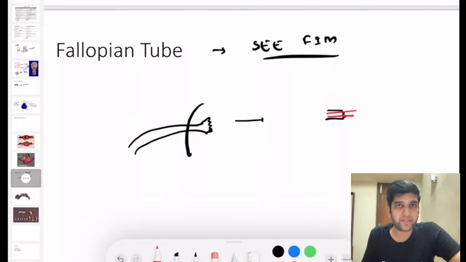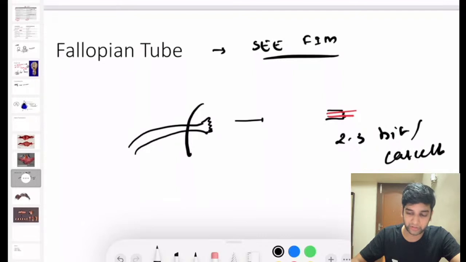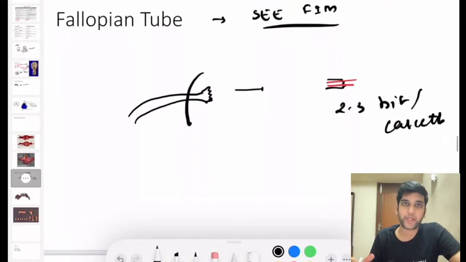An ideal way to cut is, sometimes the fimbria can be very bulky, sometimes very thin. It is said that you should not give more than 2 or 3 bits in a single cassette. If I have a very bulky fimbria, let's assume there are 5-6 bits coming, 2-3 maximum in a cassette. Don't give more than that, because if you do, the orientation will be lost. The mucosa is what I'm interested in, and that will not be easily seen, right? Maximum 2 to 3 bits per cassette. That's very important. That's also the protocol.